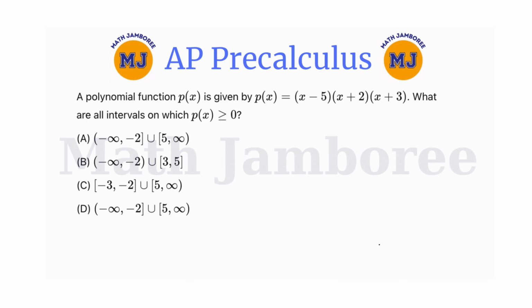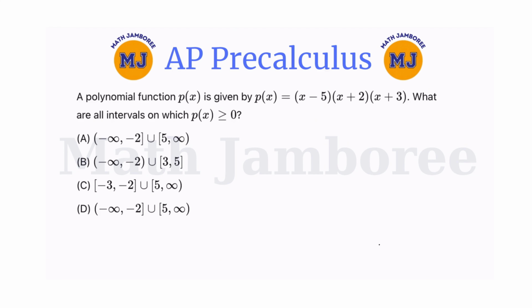In this video, we have another AP Precalculus type of question from the topic of polynomial and rational functions. Let's dive into it. A polynomial function p of x is given by p of x equals (x minus 5)(x plus 2)(x plus 3). What are all intervals on which p of x is greater than or equal to 0?